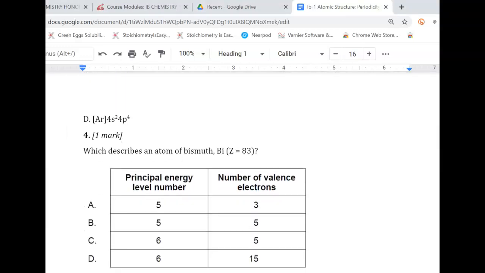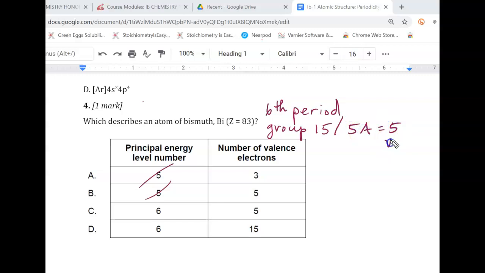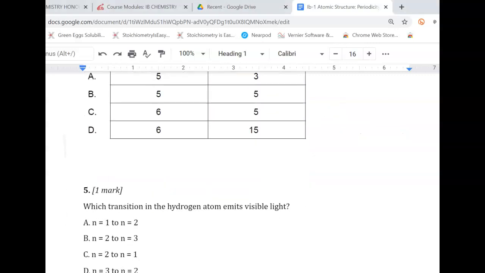All right, question number 4. This one is asking for bismuth. So you go find bismuth. Bismuth is located on the 6th period, so that automatically means it has 6 energy levels, and we get to cross off the ones with 5 energy levels. It is located in group number 15, which means it is also a 5A, which means 5 valence electrons. So you should have picked energy level 6 and 5 valence for your correct answer. All right, let's go ahead and move along.